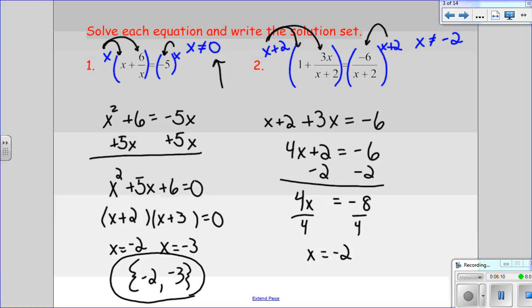Now before we write our solution set, let's check to make sure that our solution works. And what we find is that the solution that we got when we solved it is actually the value that is restricted. So negative 2 is not the solution, since negative 2 was a restriction. Therefore, there are no solutions that work for this, because the one solution we thought could work, negative 2, can't be a solution, so we would write no solution.